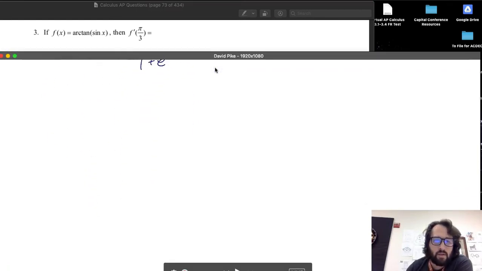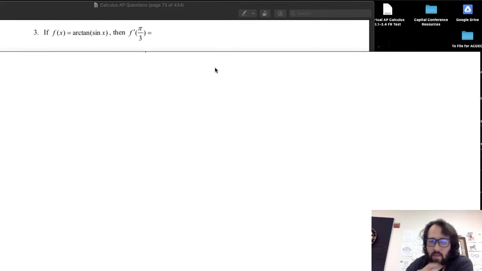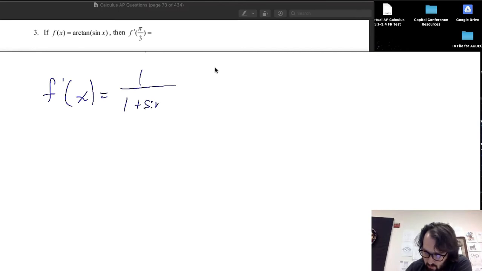Arc tangent of sine of x. So we are doing arc tangent of a trig function. Pretty cool. So then f prime, right pen. You didn't just die on me, did you? It's going to die though. I may have to pause it and let it charge. So 1 over 1 plus u squared, so sine squared, times the derivative of the thing inside, which is cosine.